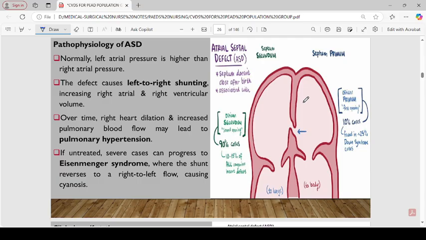Normally the left atrial pressure is higher than the right atrial pressure. So this defect causes left to right shunting, increasing the right atrial and right ventricular volume. Over time, the right heart dilatation and increased pulmonary blood flow may lead to pulmonary hypertension. If untreated, severe cases can also progress to Eisenmenger syndrome, just like the ventroseptal defect, whereby the shunt will reverse so that it is now right to left, and that will result in cyanosis.